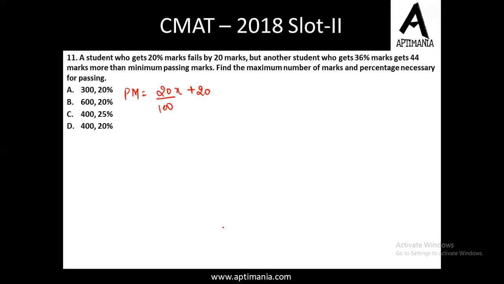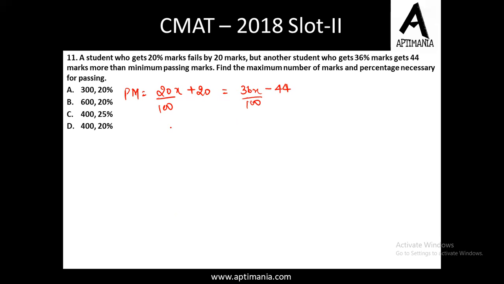But another student who gets 36% marks, there is one more student who is getting 36% marks, so 36% of X, gets 44 marks more than the passing marks. So if I subtract 44, his score will be equal to passing marks. So in this case, we have obtained an equation where two expressions for the passing marks are compared. If we solve it, we'll get the value of X.